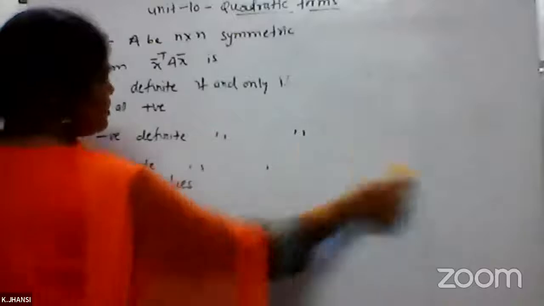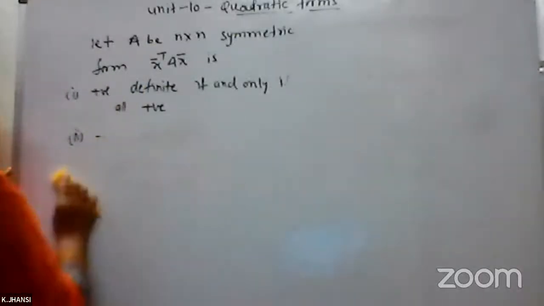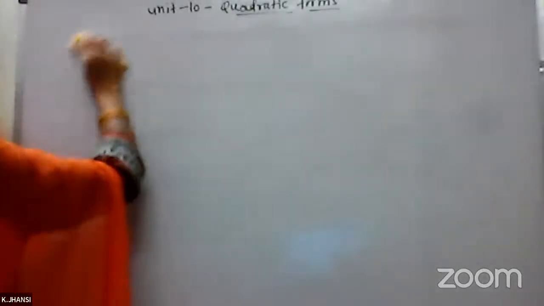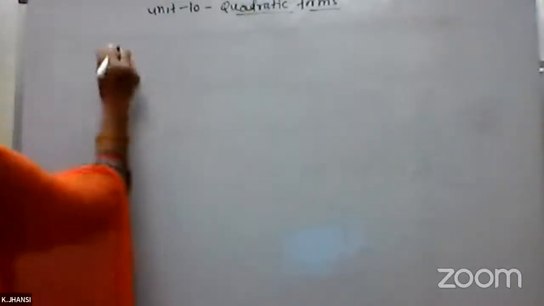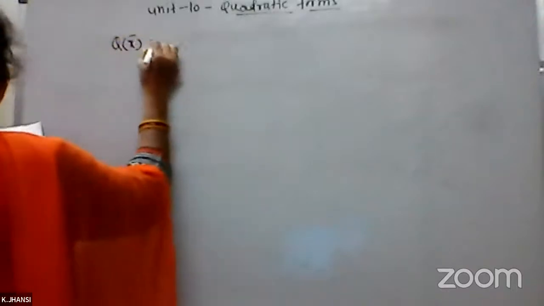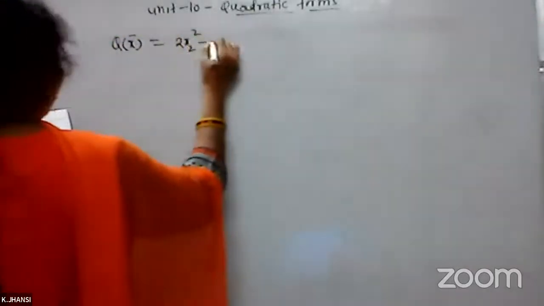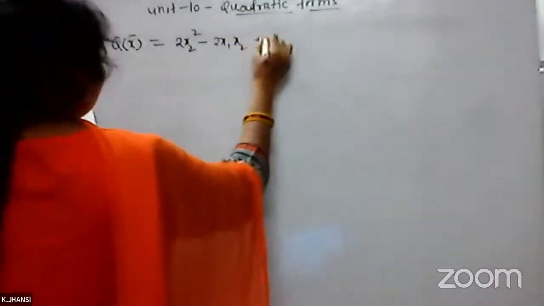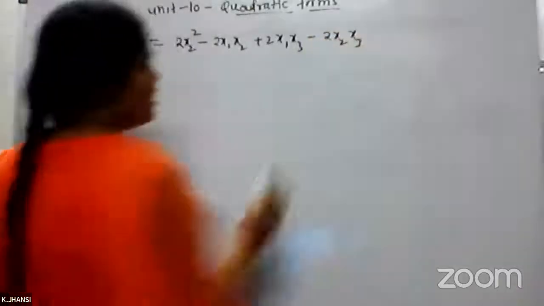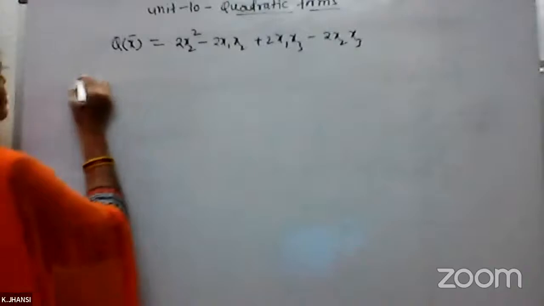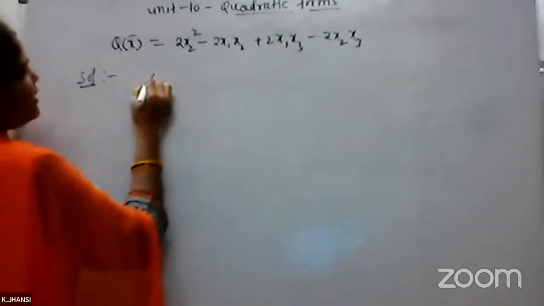Yesterday we have seen one problem on this. If you remember that problem, we got both positive and negative. That is, q of x is given as 2x2 squared minus 2x1x2 plus 2x1x3 minus 2x2x3. The matrix of this one, I am writing directly.